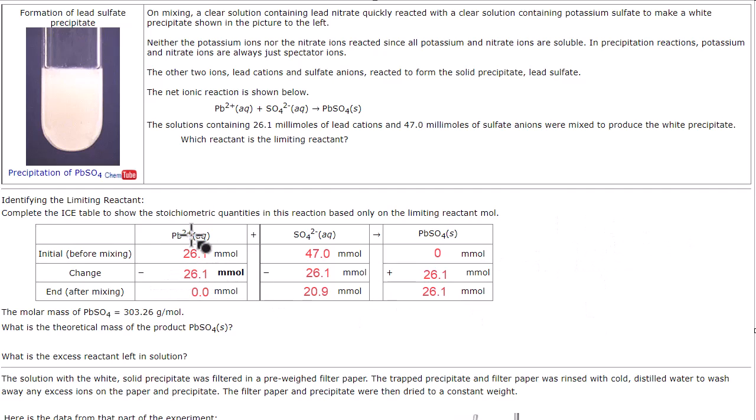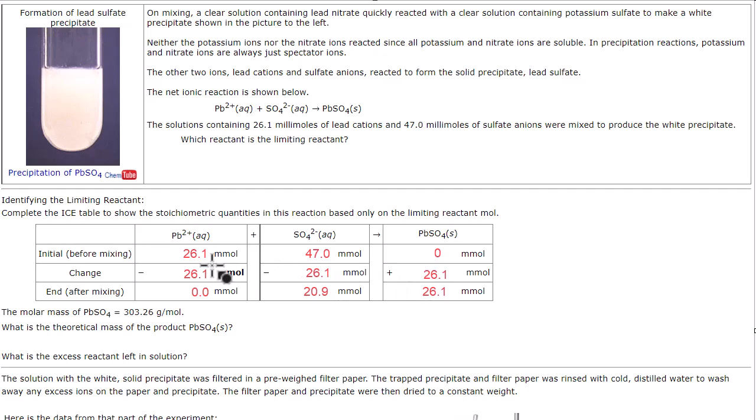And we found the limiting reactant, bold-faced as 26.1, which we then use to fill in the rest of the change, because that's our limiting reactant. We wipe out 26.1 millimoles of sulfate and make 26.1 thousandths of a mole of lead sulfate. And the end is merely the addition of these columns. So the initial we get from what's given in the problem. We use a little bit of reasoning to find which substance is our limiting reactant and use that for all of our change.